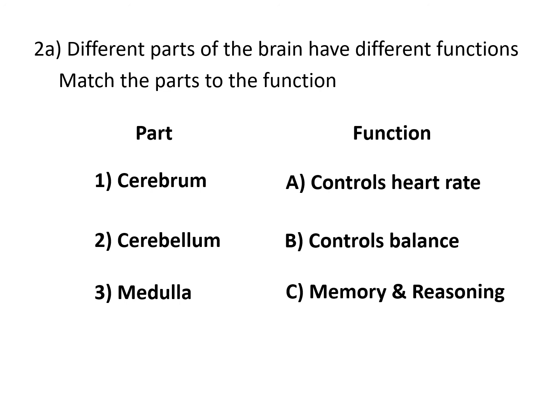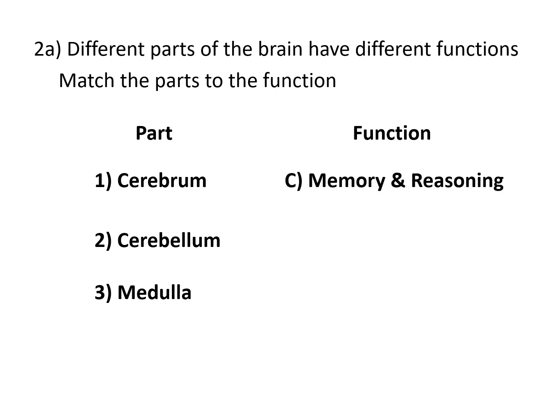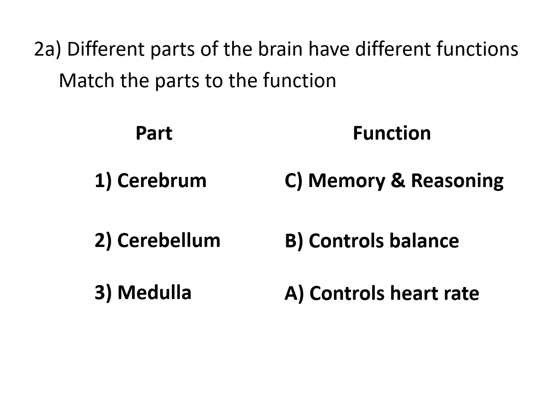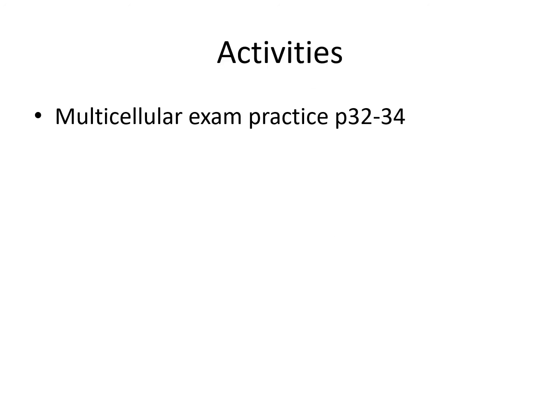So the answers are that your cerebrum is for memory and reasoning, so all your conscious thought. Your cerebellum controls balance and coordination, and your medulla controls heart rate and breathing rate and all your automatic things that you can't control. Now you can complete the activities below to review your learning by doing the multicellular exam practice questions on page 32 to page 34.